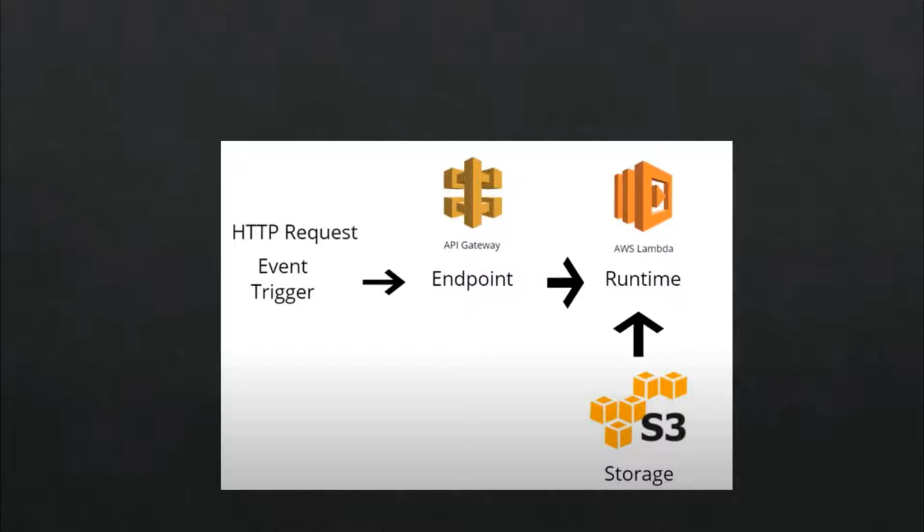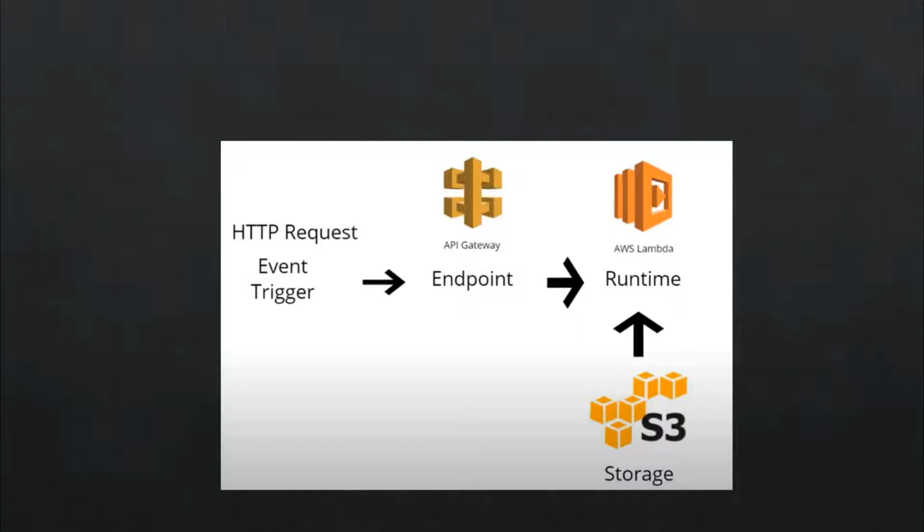So we are going to deploy a very simple serverless service. In our case, we have an HTTP request as an event trigger, which will then use Amazon AWS API Gateway to communicate with Amazon AWS Lambda, which provides the runtime for our code to run. This code will be stored in an AWS S3 storage bucket.